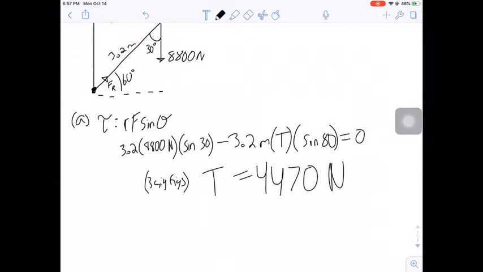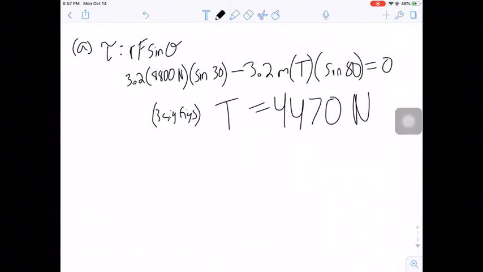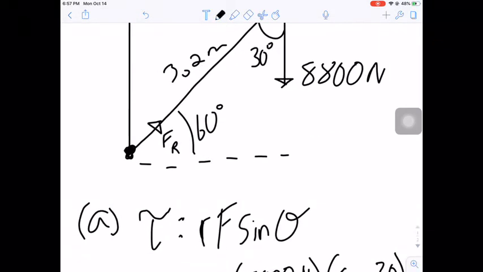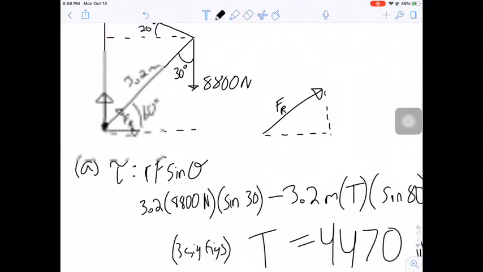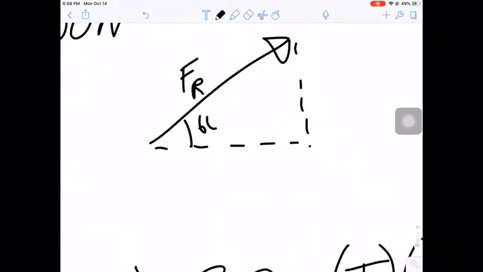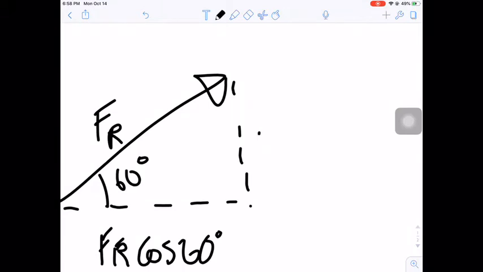And so, in part B and C both: part B asks to find the horizontal force at the base of the rod, and part C asks to find the vertical force. So basically, I'll draw this over here. This is F of R, the resultant force of the rod force. If you draw its components out, this is 60, so this would be F of R cosine of 60 degrees, and this would be FR sine 60, opposite over hypotenuse.